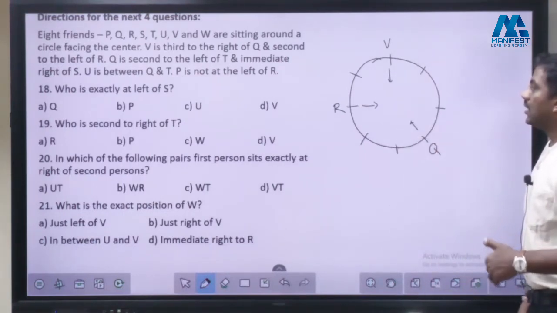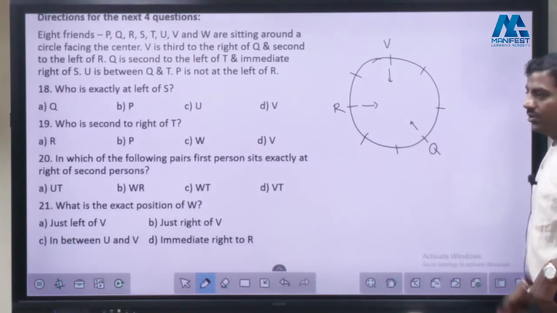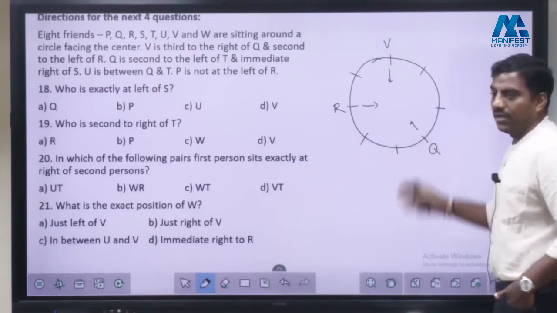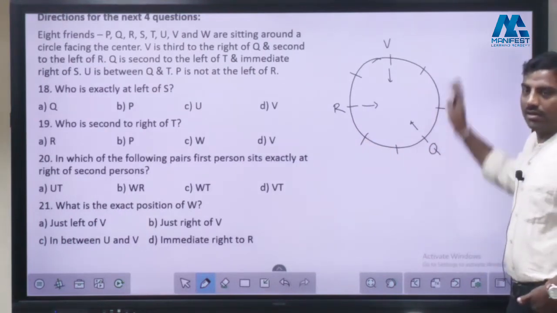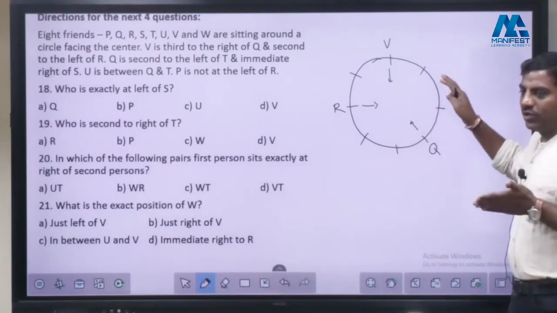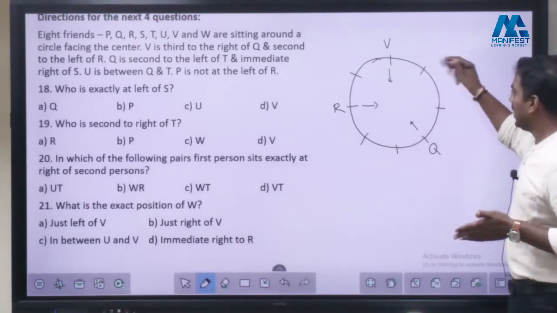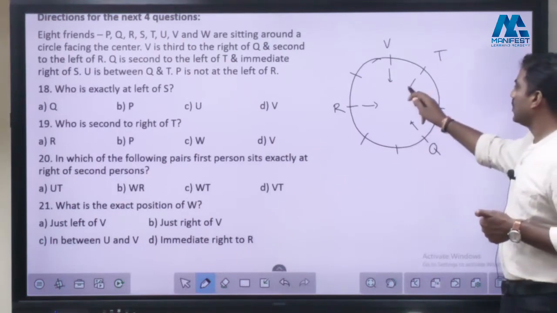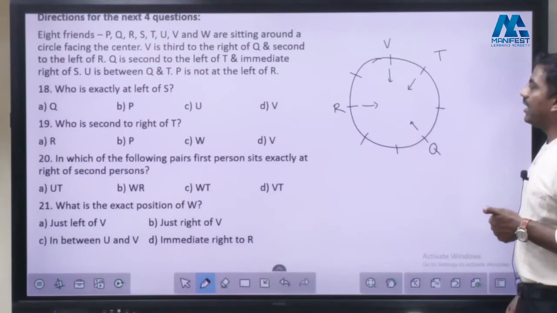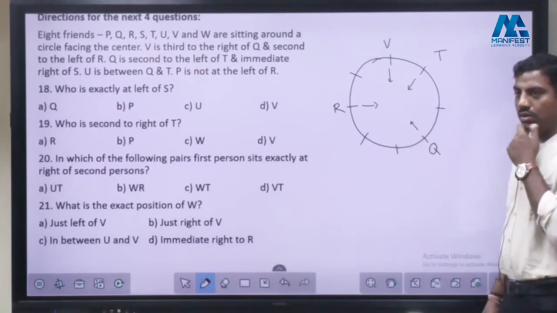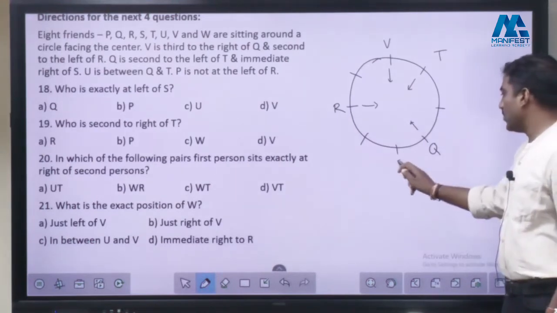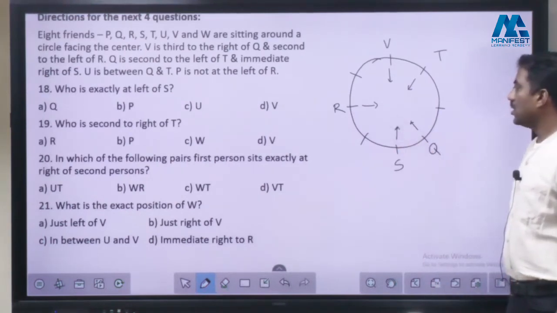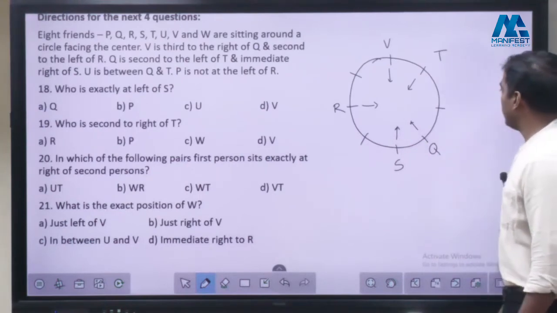Then Q is second to the left of T. Q is second to the left of T. Where should T come? Here or here? Q is second to the left. First to the left. And here comes T, and immediate right of S. Who? Q is immediate right of S. Now, U is between Q and T.